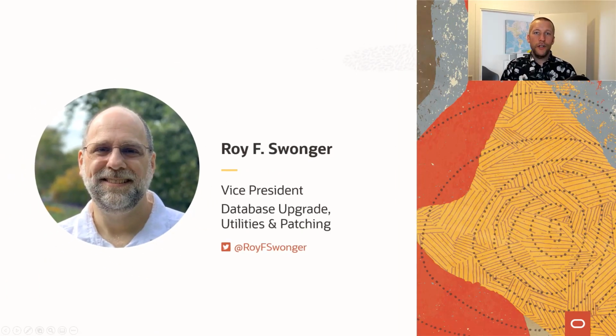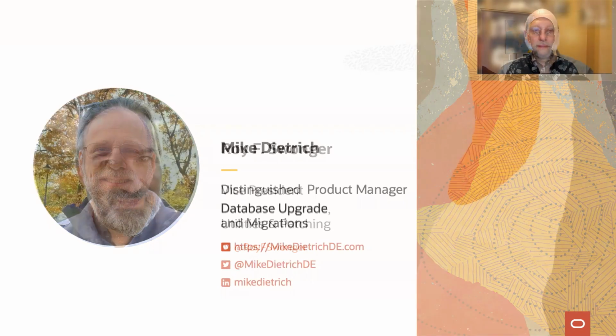This is Roy Swanger. He is our Vice President for Upgrade, Utilities, and Patching, which means that he also covers Data Pump, SQL Loader, and Data Patch. Roy has a strong technical background, so even though he has moved up the ranks, he still enjoys to get his hands dirty while he types in the terminal.